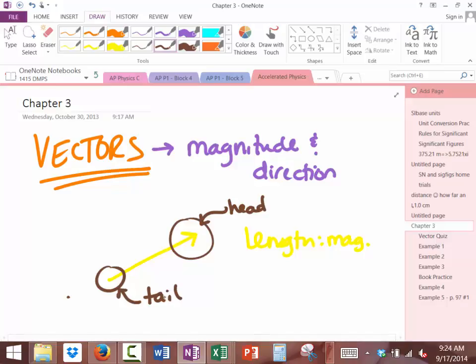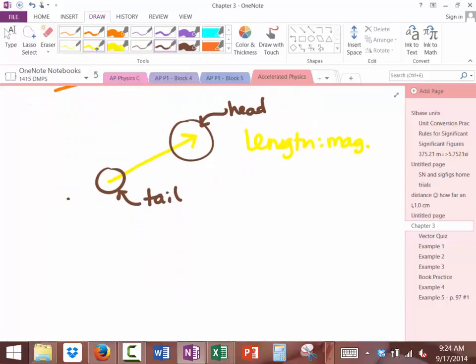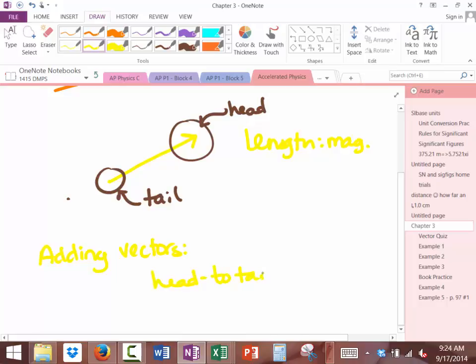And sometimes we have vectors and they're just one plain old vector, but a lot of times we want to do something with the vectors. Like, I don't know, add them. Okay? If we need to add vectors, we're going to do it in a very specific way. And in order to add vectors, we line them up head to tail.